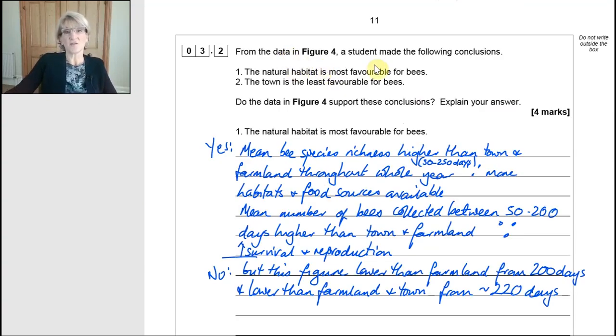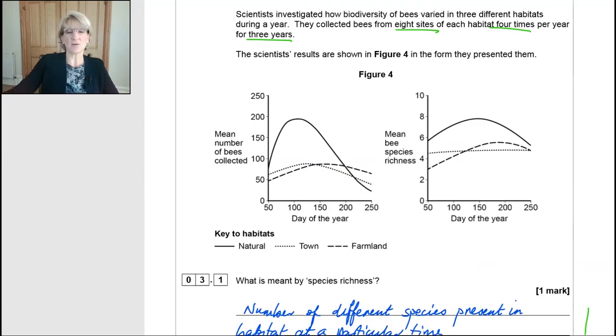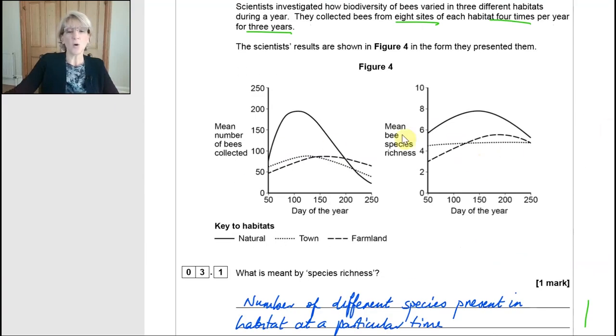From the data in figure 4, he made the 2 conclusions. Do the data support these conclusions? Do they support? It means yes or no. And explain your answer. Now, it's likely that I'm going to need to put some kind of biology in the answer. So the natural habitat is most favoured. So I'm looking back at this graph and I'm saying, what about these graphs says that the natural habitat, this one here, is most favourable?